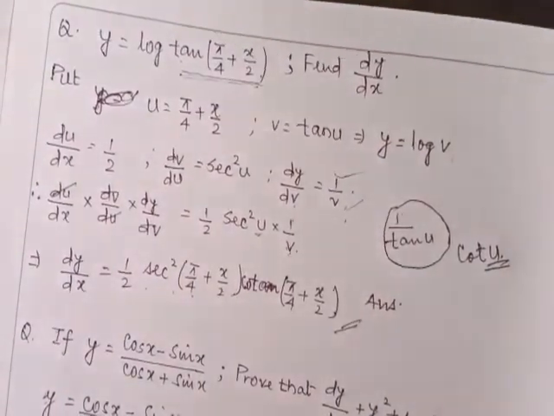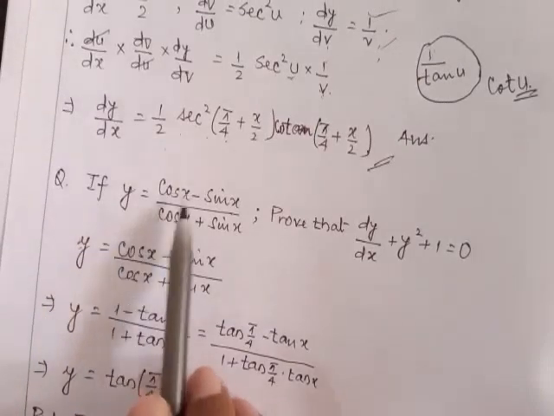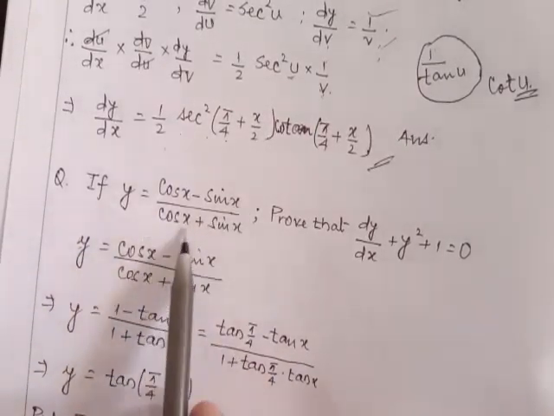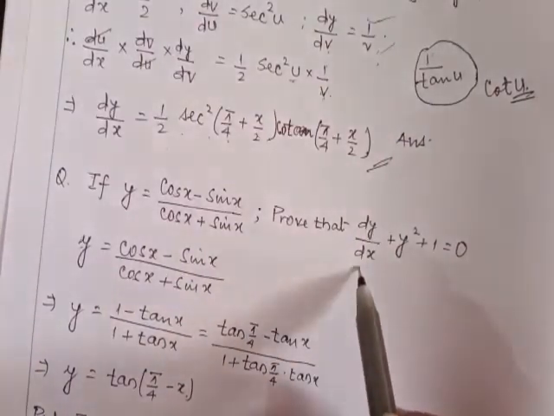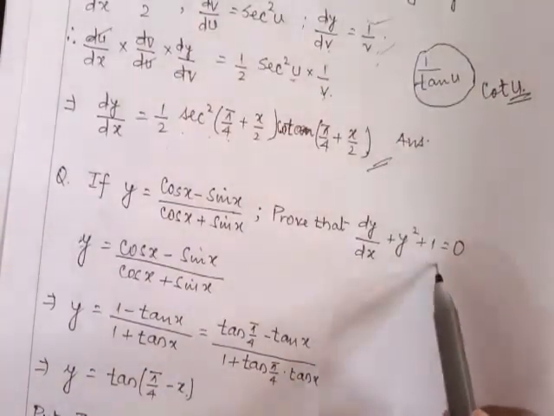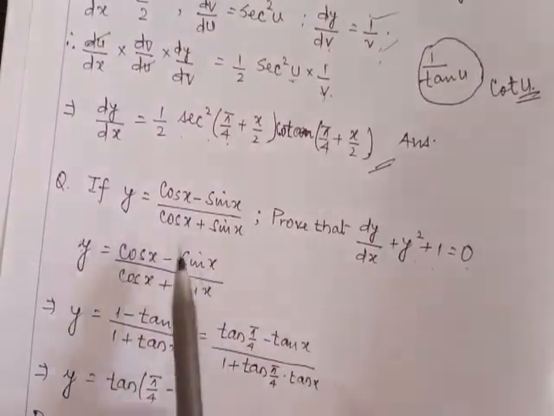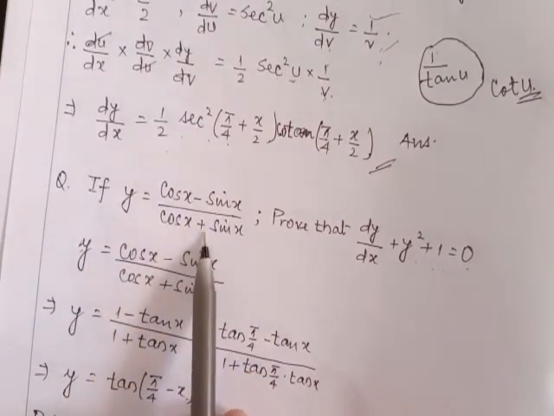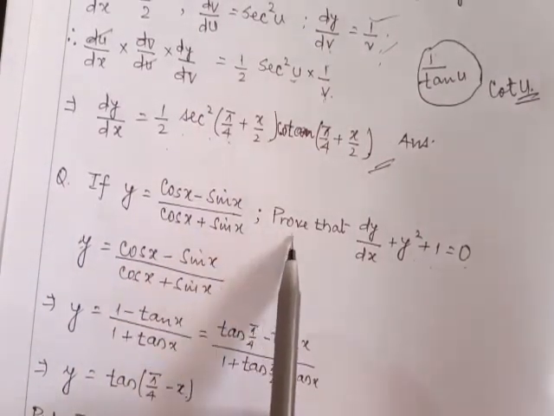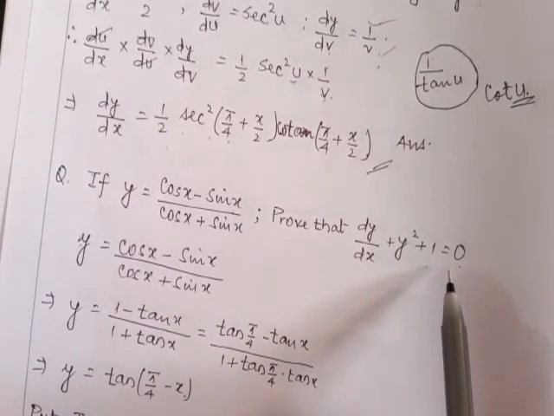The next question is, if y is equal to cos x minus sin x by cos x plus sin x, then prove that dy by dx plus y square plus 1 equal to 0. So let us see. y is equal to cos x minus sin x by cos x plus sin x, then prove that dy by dx plus y square plus 1 equal to 0.